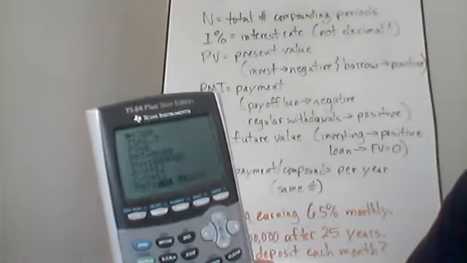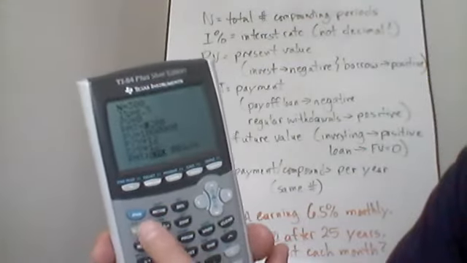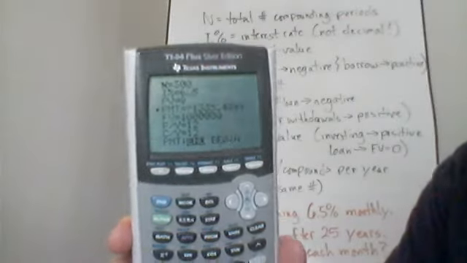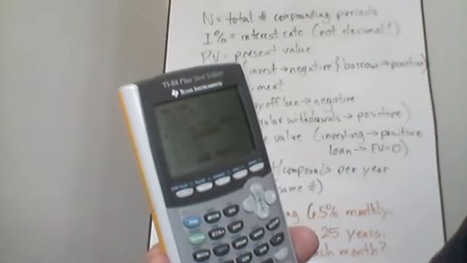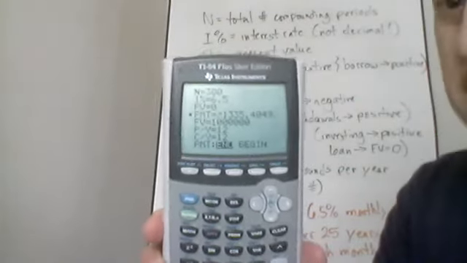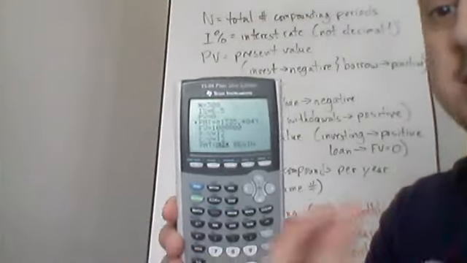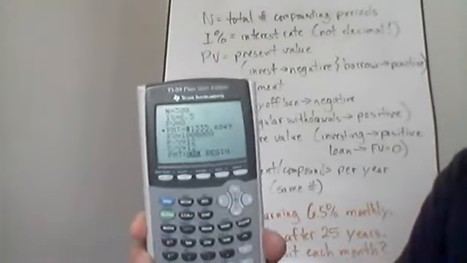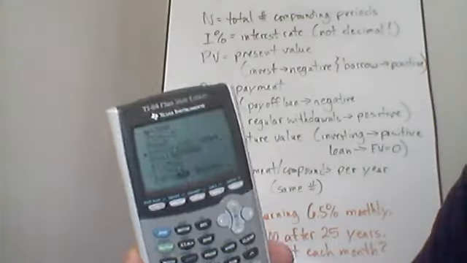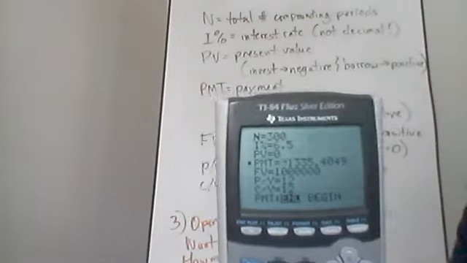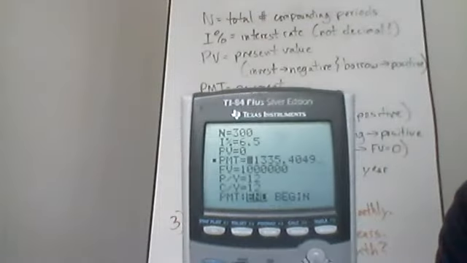I'm trying to solve for the payment, so I go back up to the payment, alpha, enter, and my payment is negative 1335.40. Notice the payment is negative because when I put that investment in each month, that money's going away from me, so I'm paying out $1,335.40 each month. And if I do that, I'll end up eventually with that $1 million after 25 years.